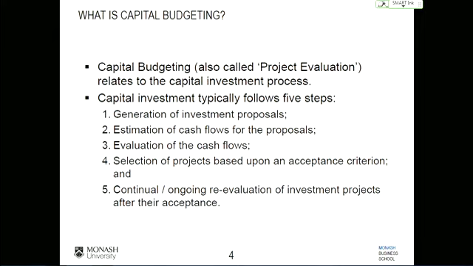Okay. So what is capital budgeting? Capital budgeting, also called project evaluation, relates to the capital investment process.